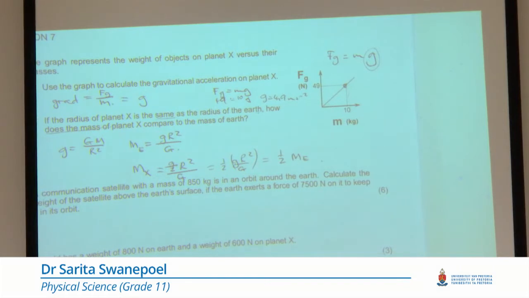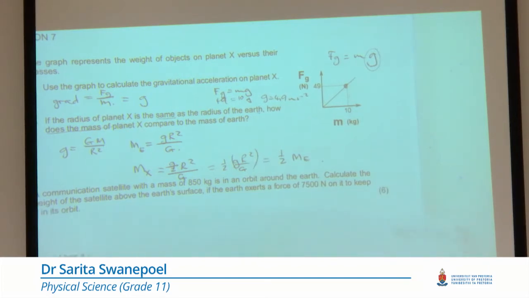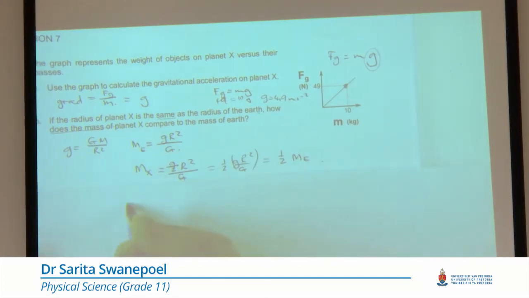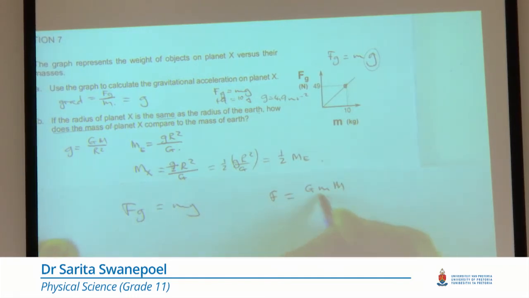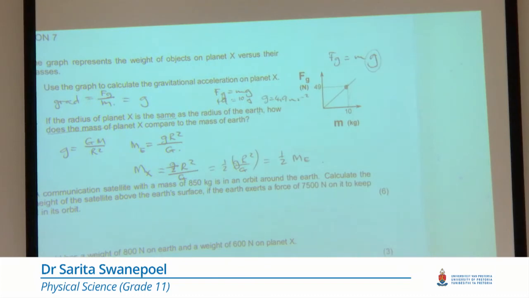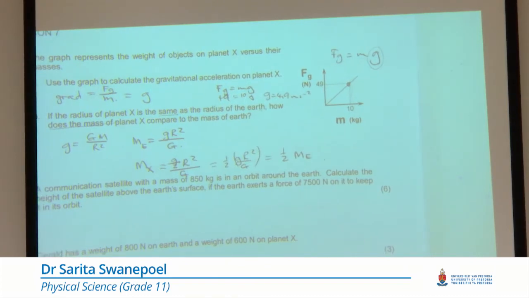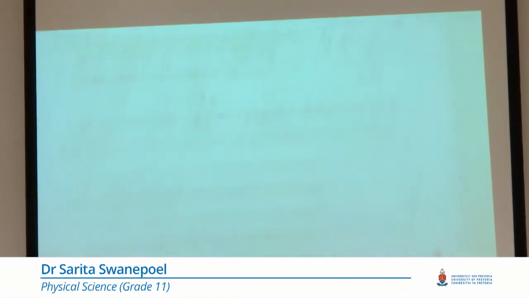So remember, there are two equations for your gravitational force. You can use Fg equals mg, but for gravitational force, it's also GMm over r squared. They're both talking about your mass. Okay, I think our time is a little bit limited. Let's move on to number 7 there at the bottom.